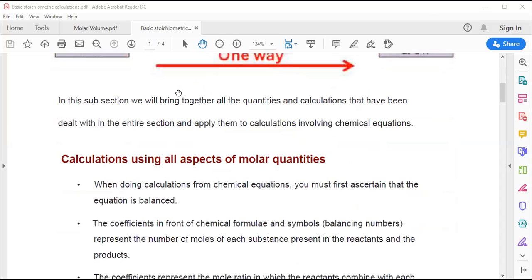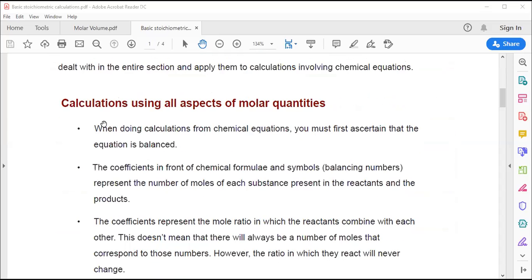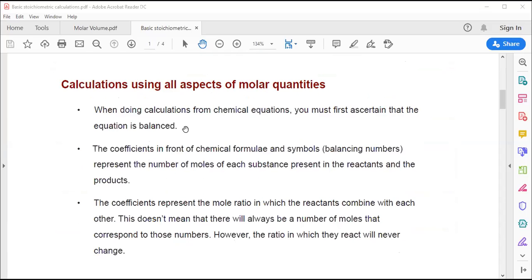In this subsection, we'll bring together all the quantities and calculations that have been dealt with in the entire section and apply them to calculations involving chemical equations. So here now we have a balanced equation. Some points to note: calculations using all aspects of molar quantities. When doing calculations from chemical equations, you must first ascertain that the equation is balanced. Make sure that the equation is balanced. If it's not balanced, balance it. Otherwise, you're going to work with the wrong ratios of moles.